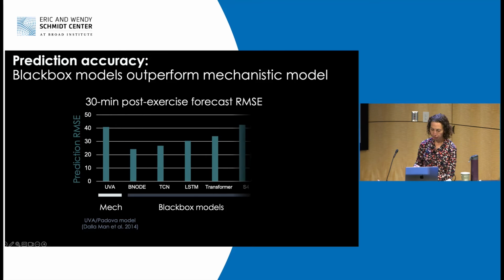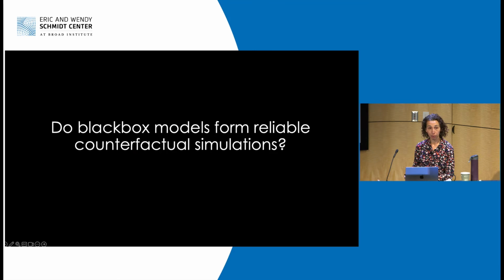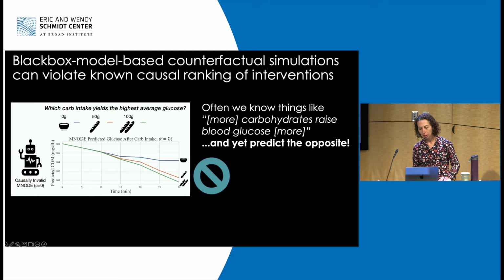So as an alternative, we can consider the host of black box sequence models. And not surprisingly, these have improved predictive performance. But again, that's only half the story. A question is, do they form reliable counterfactual inference? And what we see is that despite having good RMSE, black box models can violate known causal rankings of interventions. For example, we know that the more carbs you eat, the higher your glucose will rise. Yet the black box models can predict exactly the opposite as happening.